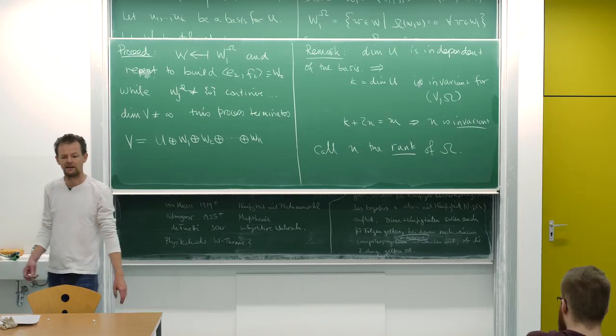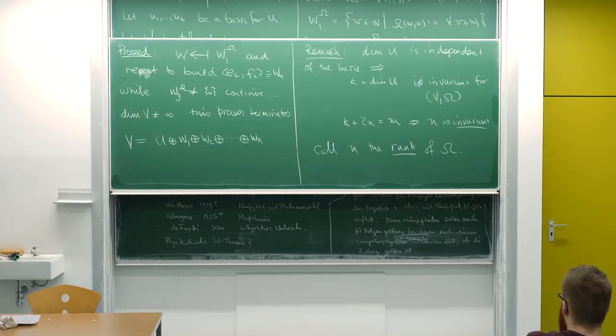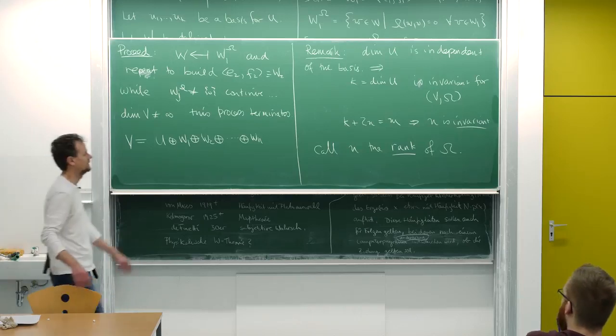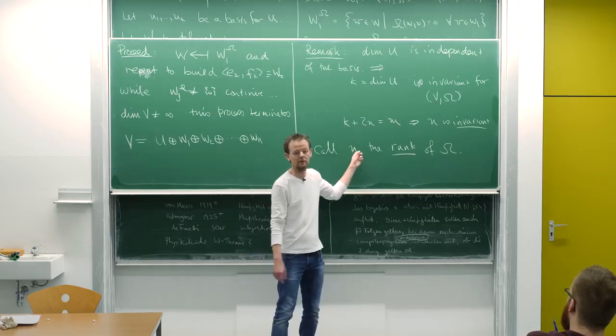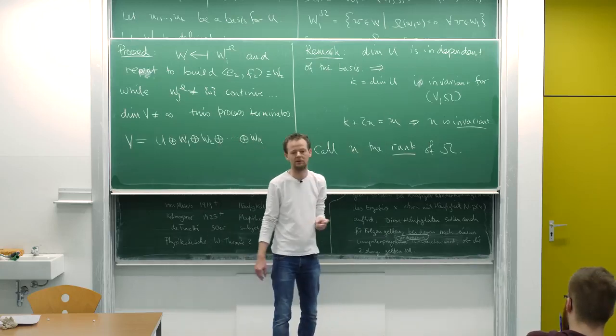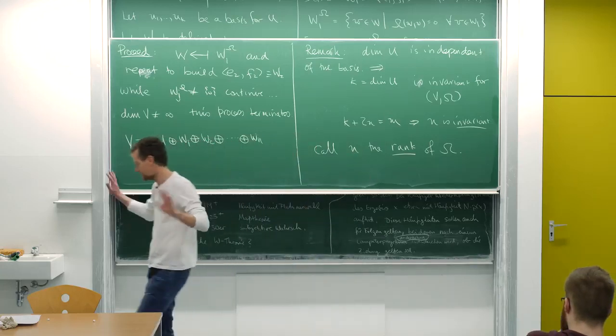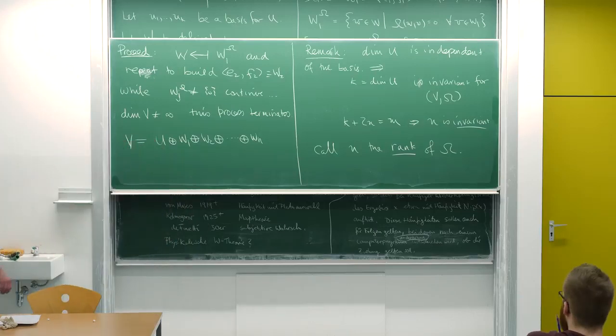All right, and so that allows us to infer that this integer is also an invariant, and we're going to call it the rank of omega. It's related to the rank of omega as a matrix, no worries, by a factor of 2.